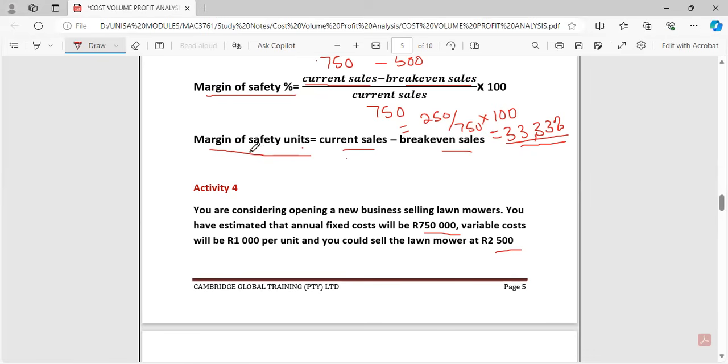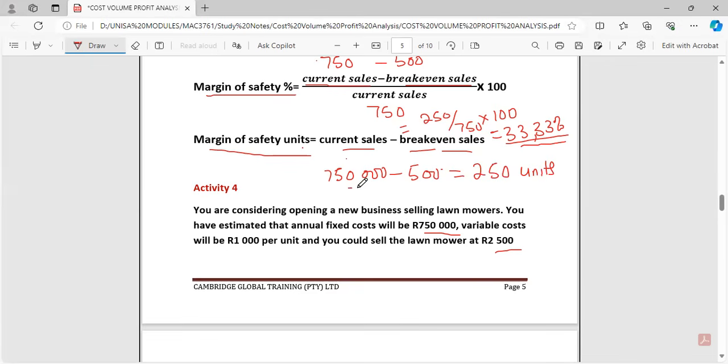Right, so if it is margin of safety in units, then it's going to be easy. Current sales, which is going to be 750,000, minus break-even, which is going to be 500, which is going to be 250 units.